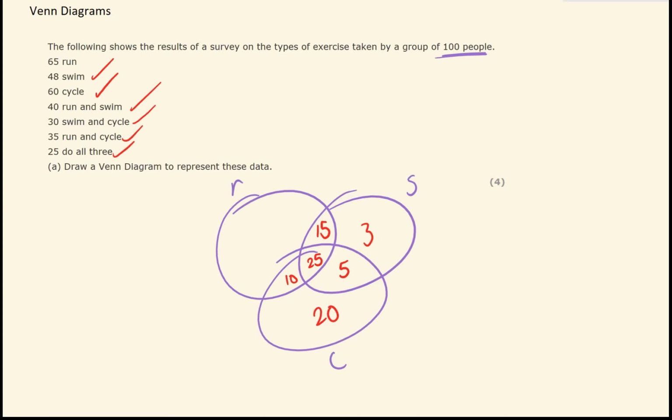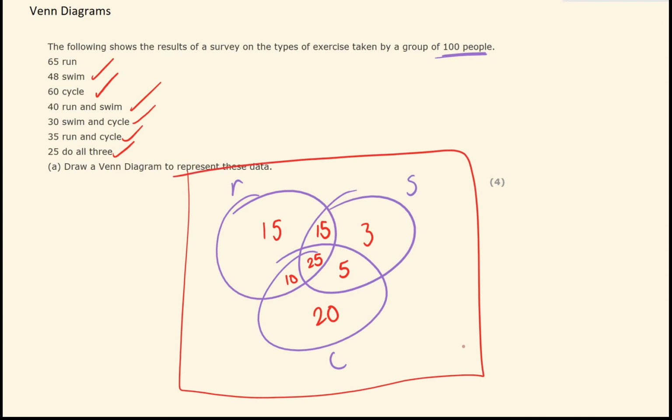We are told 65 run. So far I've got 50 who run. So I need another 15 here. It's also possible that some people don't do any of those options. So draw the box. Any who don't do any of those options, we're going to write on the outside here. We know there are a total of 100 people right at the start. So if we add up all these numbers and then take it away from 100, we can work it out. If you add all these together, that comes to 93, I believe. So there's 7 people who don't do any of those 3 forms of exercise.